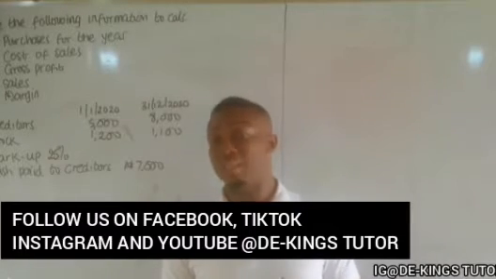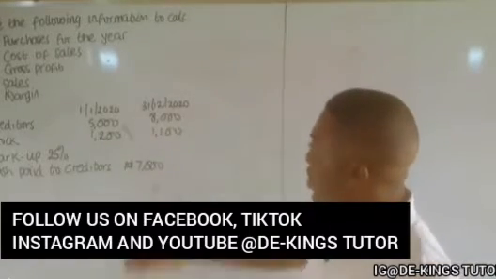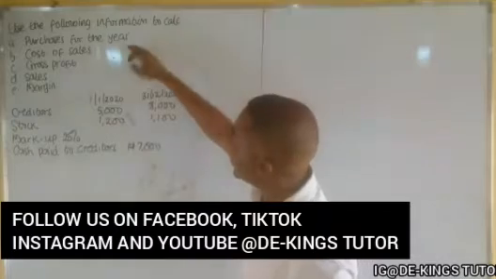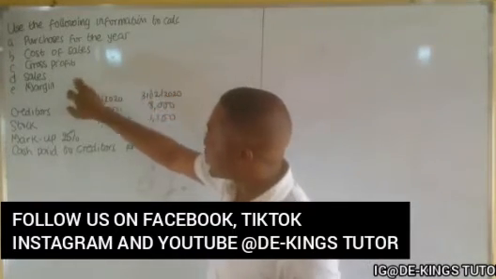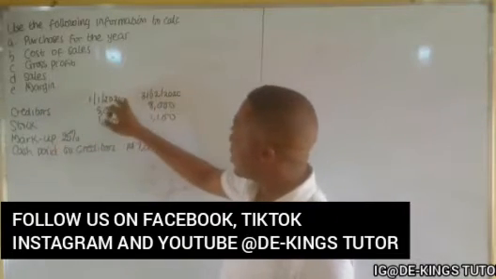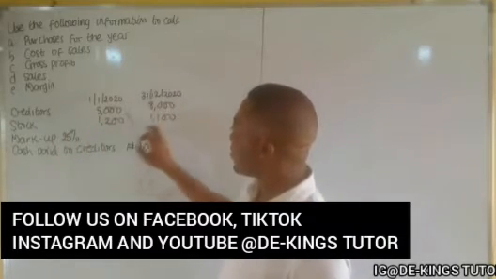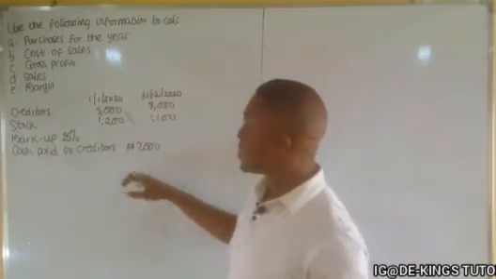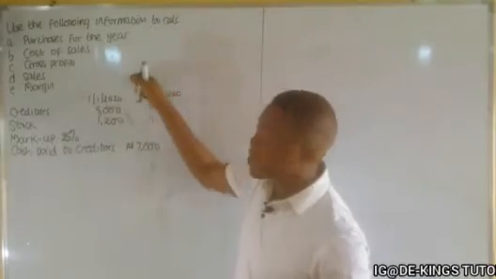So in this series on markup, we want to see a question. It says, use the following information to calculate these: purchases for the year, cost of sales, gross profit, sales, and margin. They gave us the creditors' opening balance and closing balance, the stock's opening balance and closing balance, and they said markup is 25%. They also said cash paid to creditors is 7,000. So they are asking us to use this to answer the question.